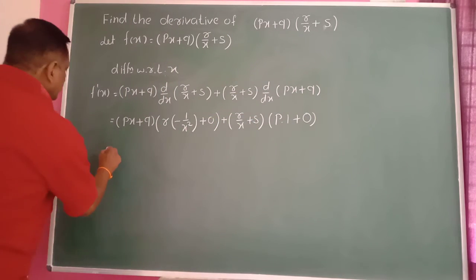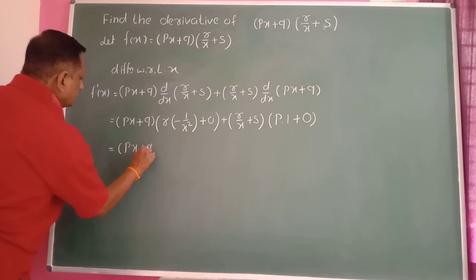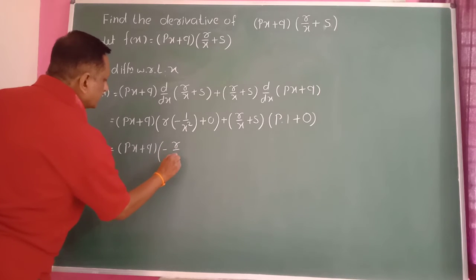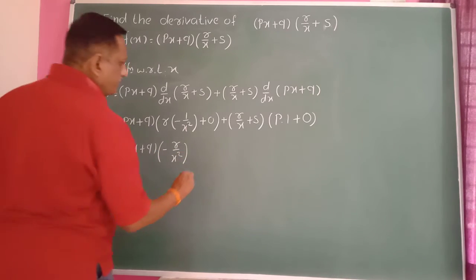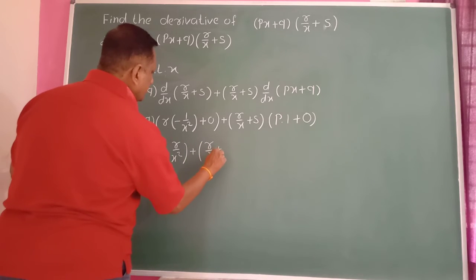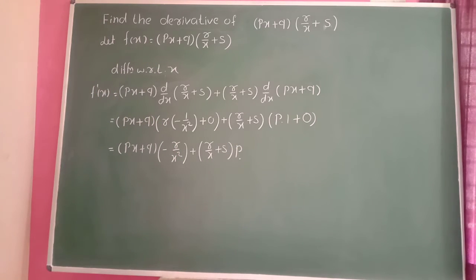Hence this is equal to px plus q into minus of r divided by x square here, then plus r upon x plus s into p. This is the answer here.